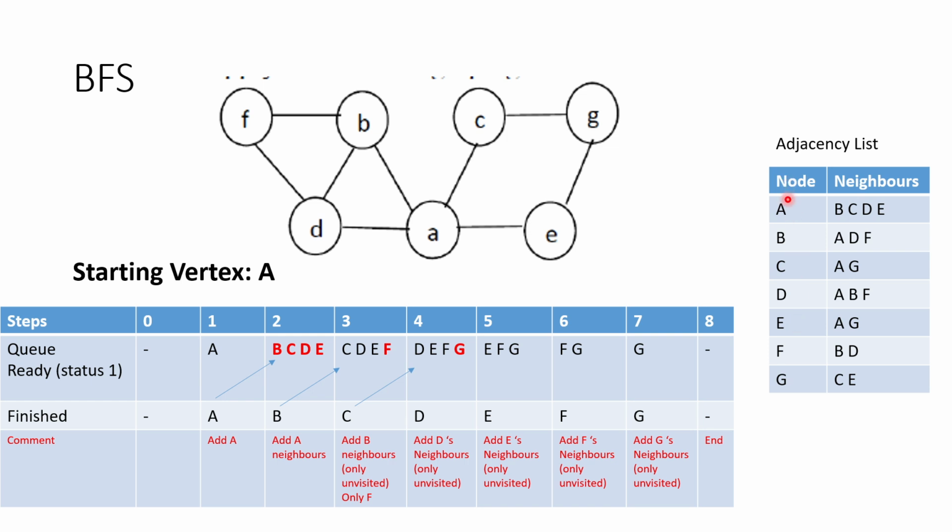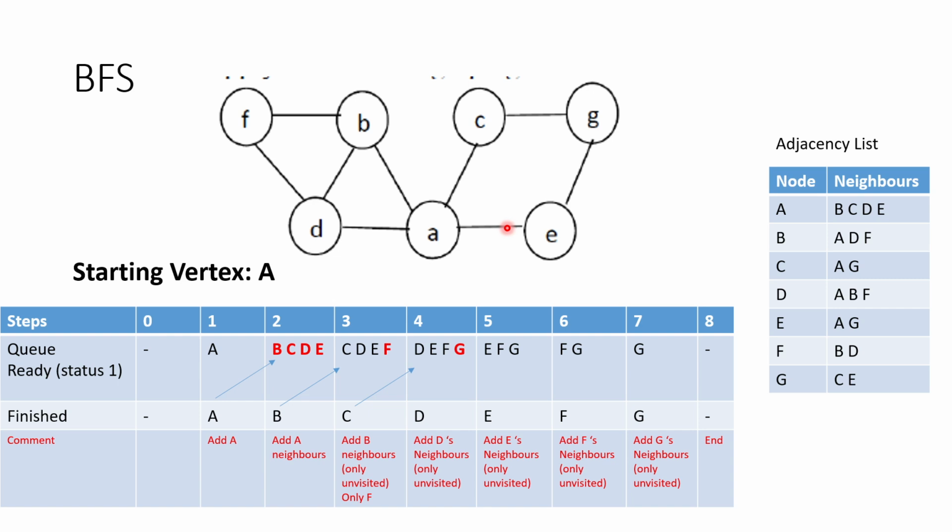This is the adjacency matrix. The adjacency matrix has two pieces of information: one is the node and the other is its neighboring nodes. For example, for A, the neighbors are B, C, D, and E. For B, the neighbors are A, D, and F. For C, A and G are neighbors. For D, A, B, and F are neighbors. For E, it is A and G. For F, it is B and D. For G, it is C and D.